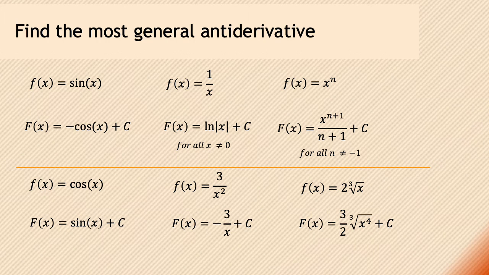So x to the 1/3, you're going to add 1 to the 1/3, so that's going to give you x to the 4/3, and then you're going to divide everything by that 4/3. So be careful with your fractions when you simplify that division, and you should come out with 3/2 times the cube root of x to the 4th plus your arbitrary constant. All right, more examples to come.